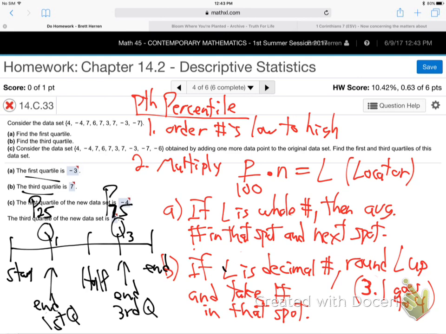Catching all this? I'm giving you a lot of information all at once. Then we'll just use this for a long time. So let you copy all that down. So P25 is the 25th percentile. P75 is the 75th percentile.